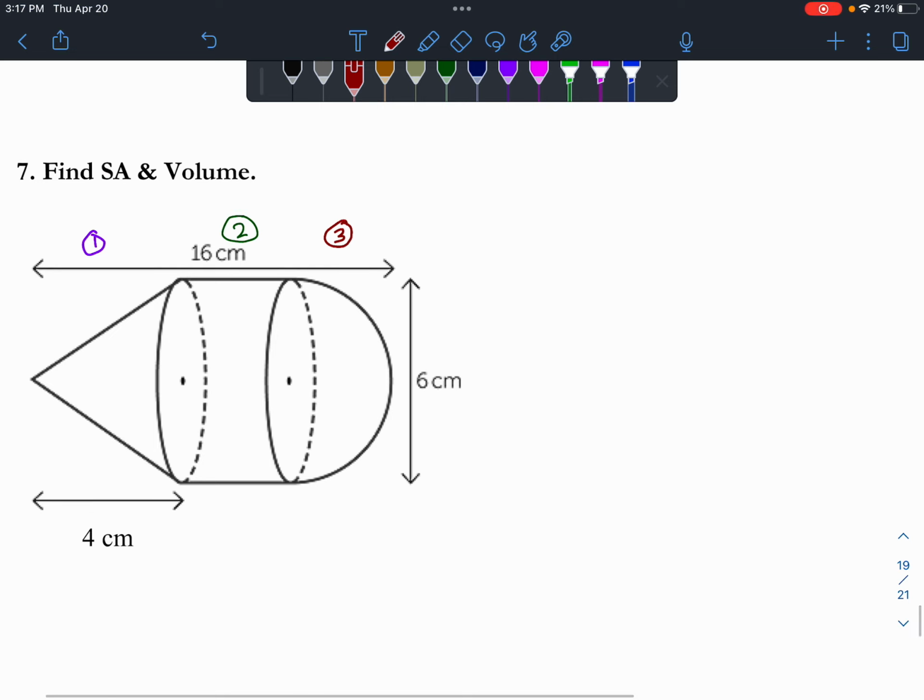Let's try a slightly different approach to this one just so I can show you maybe a little bit faster way of doing it. Let's go ahead and break this down. I don't have much room vertically, so we're going to do surface area of everything first.